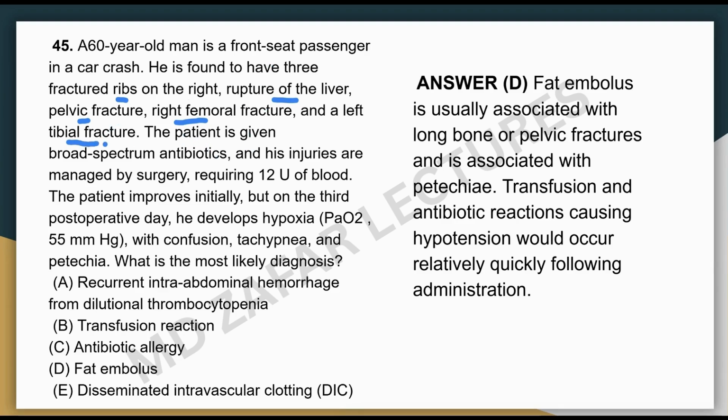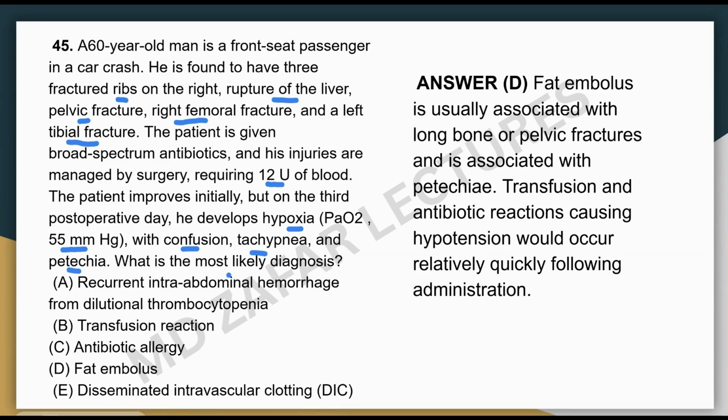The patient is given broad spectrum antibiotics and his injuries are managed by surgery, requiring 12 units of blood. So, the patient is likely to develop massive blood transfusion. The patient improves initially, but on the 3rd day, he developed hypoxia. That is, the PaO2 value became 55 millimeters of mercury with the development of confusion, tachypnea, and petechiae.